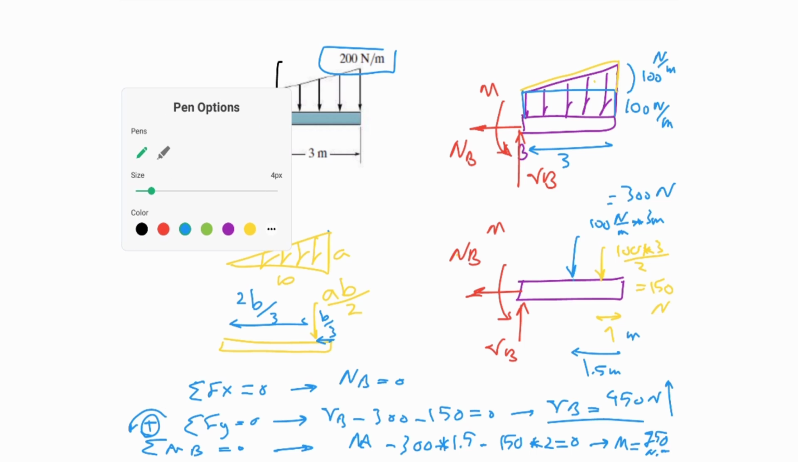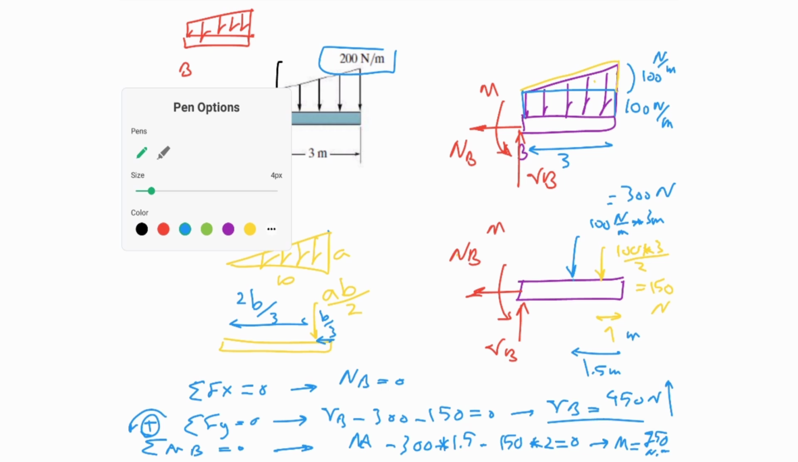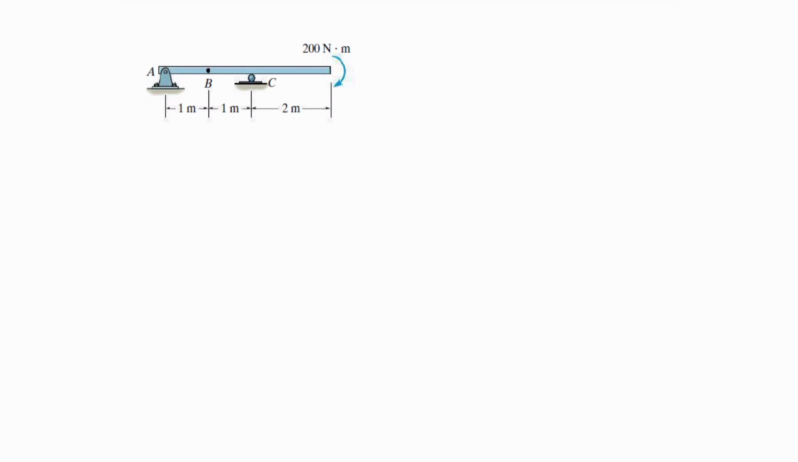And at the end of the day, I know that if I do the free body diagram of this part at point B, I have no axial force, and a vertical force of 450 and a moment of 715 Newton meter. And this is the way that we solve this. Okay, going to the next example.